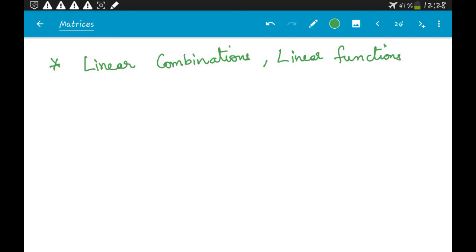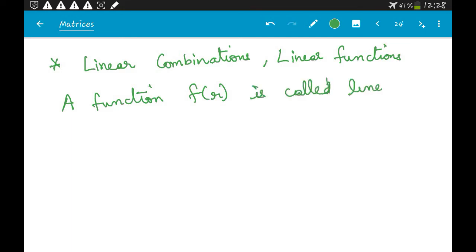Okay, so in this lecture we will look at linear combinations, linear functions, and we'll also do some transformations of certain vectors, and those transformations will be carried out using matrices. So first of all, what is a linear function? A function f of r is called linear if it satisfies two conditions.